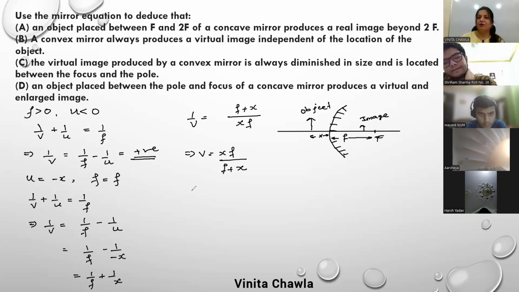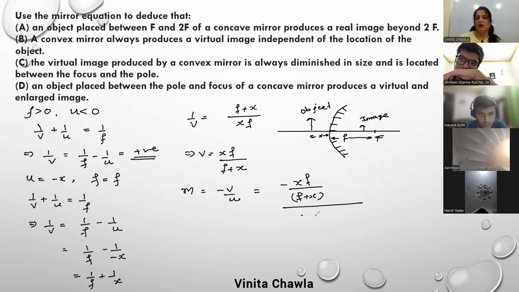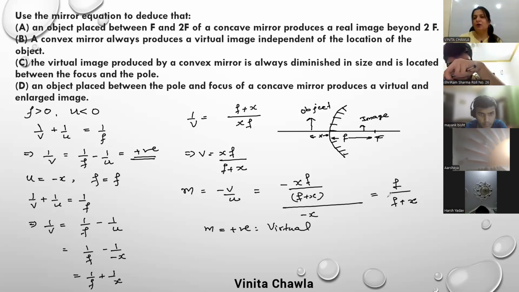Now we can find magnification, because we know that magnification of a mirror is minus V by U. Put the values here. V is XF upon F plus X and U is minus X. On simplifying we get F upon F plus X, which is positive. So M is positive, therefore the image formed is virtual. And since the denominator is greater, magnification is less than 1 and therefore the image formed is smaller.